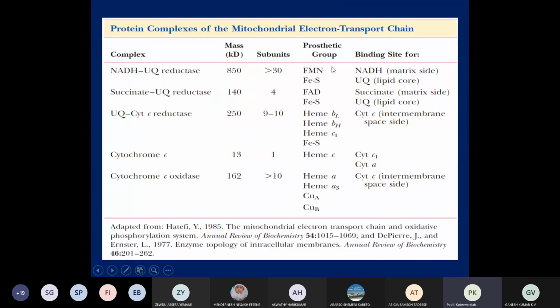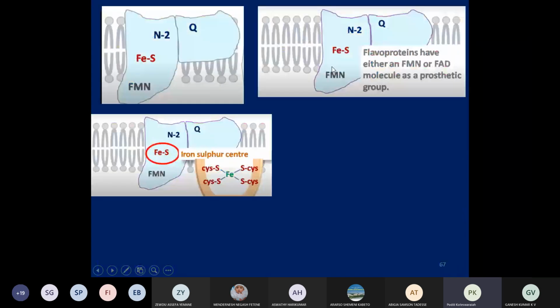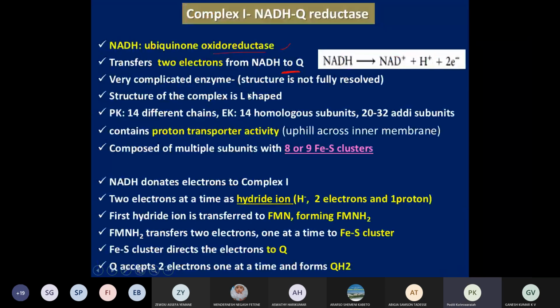That is what takes place in complex 1. It is a very complicated enzyme, and the structure is not fully elucidated. In prokaryotes, complex 1 has 4 different chains, whereas in eukaryotes, 14 homologous subunits are present. In addition to this, 20 to 32 additional subunits are also present. The additional subunits stabilize the complex and also prevent electron leakage during the electron transport chain process.